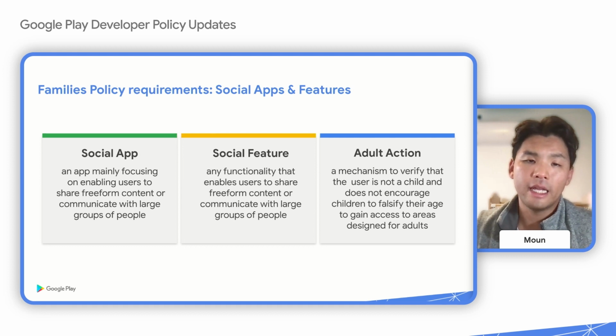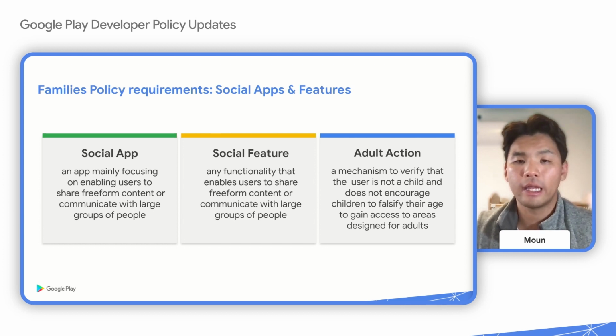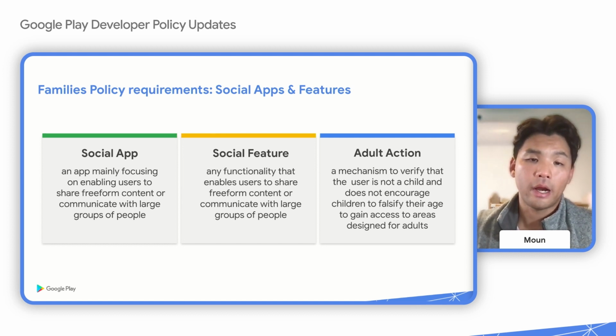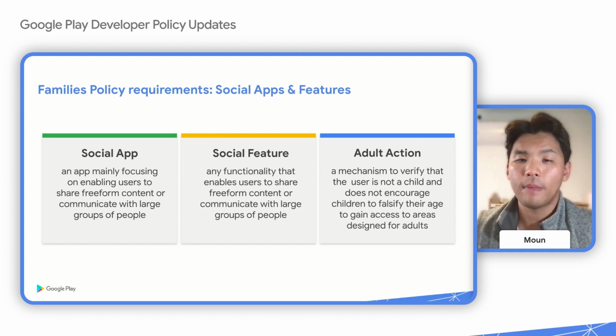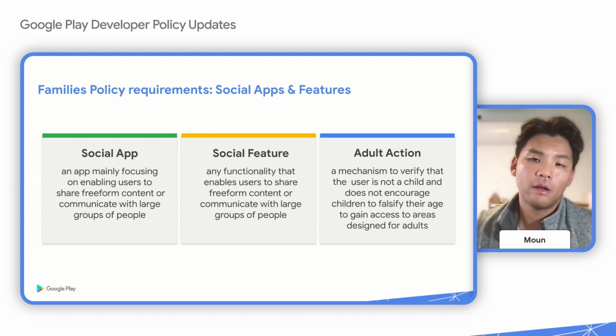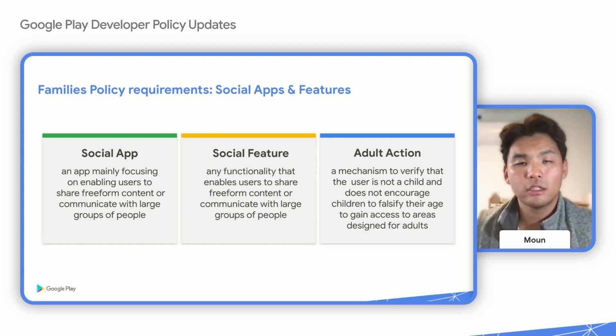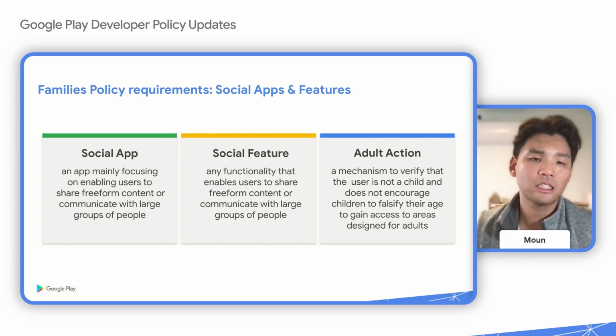And a social feature is any additional app functionality that enables users to share free form content or communicate with large groups of people. And lastly, adult action means a mechanism to verify that the user is not a child and does not encourage children to falsify their age to gain access to areas of your app that are designed for adults. For example, an adult PIN, password, birthday, email verification, photo ID, credit card, or social security numbers. And let's jump to the next slide to discuss these requirements.